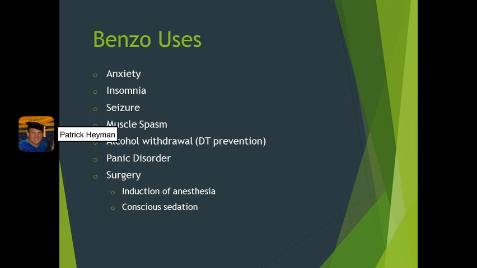Okay, so as I mentioned before, we can use benzodiazepines for anxiety, for insomnia, for seizures, muscle spasm, and alcohol withdrawal, that is delirium tremens prevention. And this is something that it's important to understand, that there are different stages of alcohol withdrawal, and delirium tremens is not the same as seizures. I'll post a link to an article that shows the difference between the different types of withdrawal, and you will need to know that for your test. We've got panic disorder, surgery, and with surgery it can be either conscious sedation or induction of anesthesia.